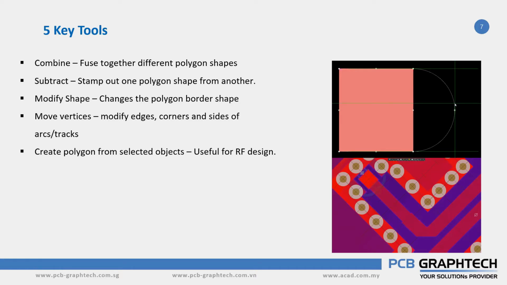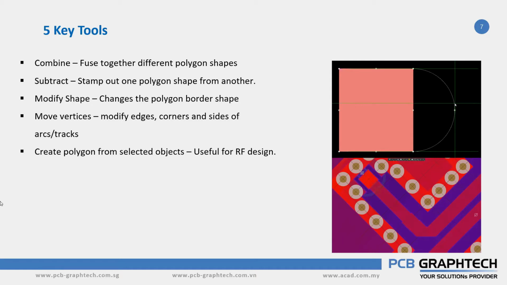Then modify the shape. If you want to modify your polygon shape, you can do that. When you modify the polygon shape, you can determine the changes from the border itself. No need to draw another polygon. Just go for modify polygon and you can redraw the polygon shape at any size or any shape. You can also modify the edges, the corners, or the sides of tracks or arcs. All this you can modify. Later I will show you how to do all these in the demo.